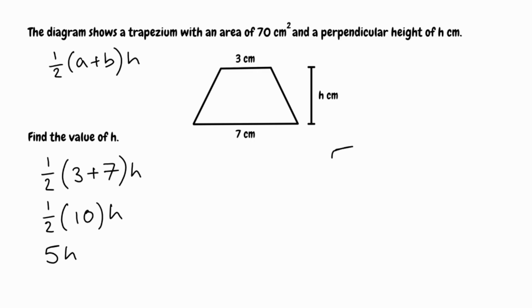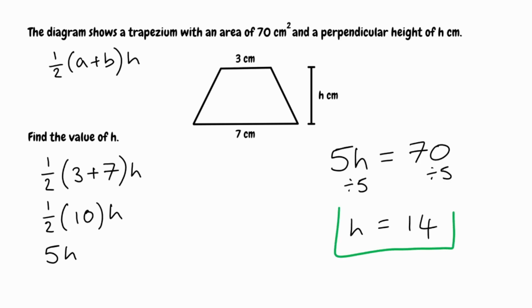So if 5h is the area of the trapezium as an expression, and we're told that the area is also 70, then we can create our equation. We know that 5h must be equal to 70. So to solve for h, all we're going to do now is divide both sides by 5. So that's going to give us h is equal to, and if we do 70 divided by 5, that's going to give us 14. So the value of h would be 14.